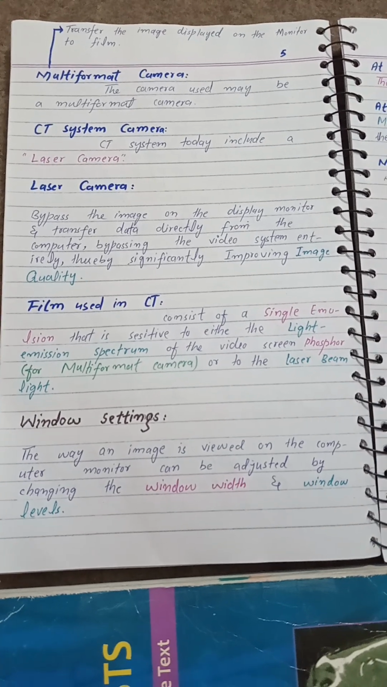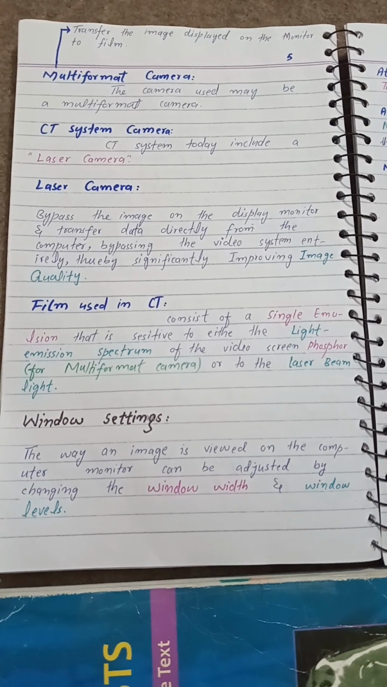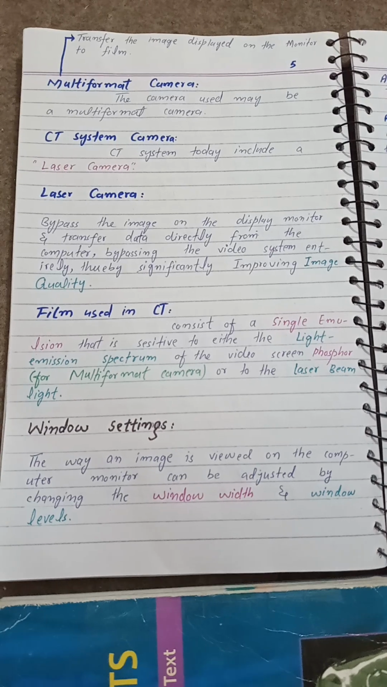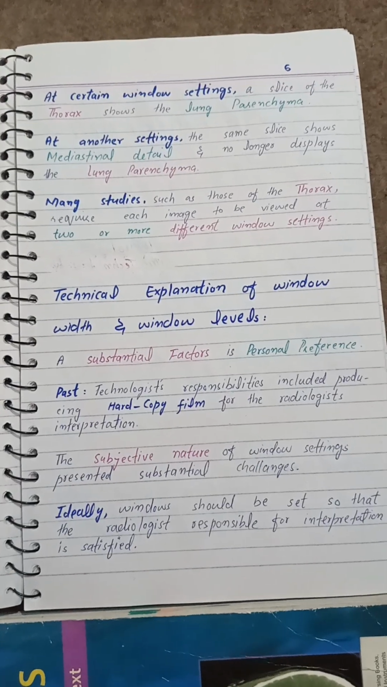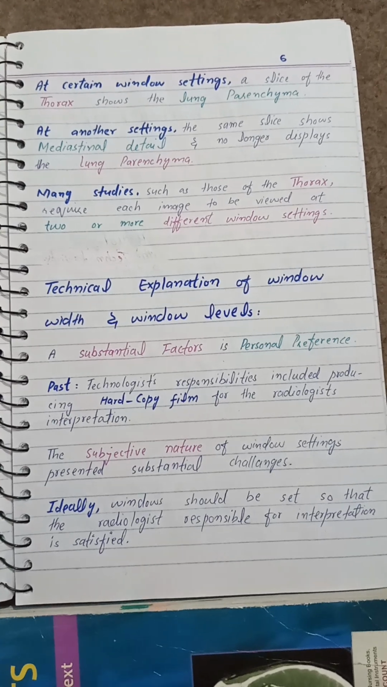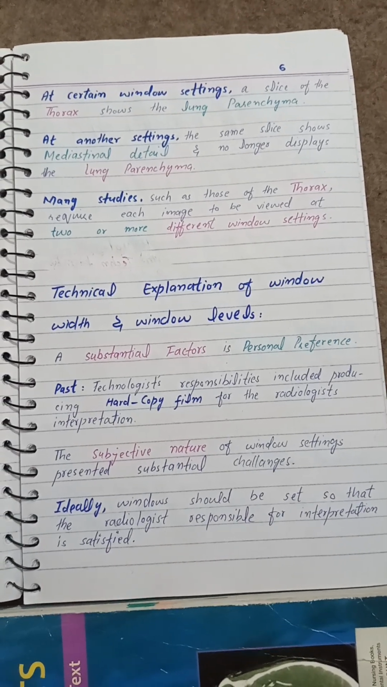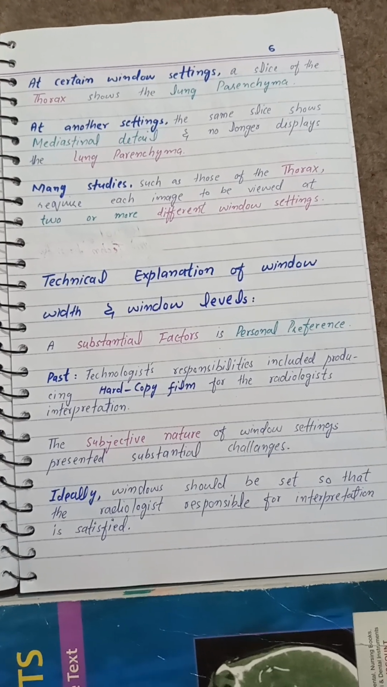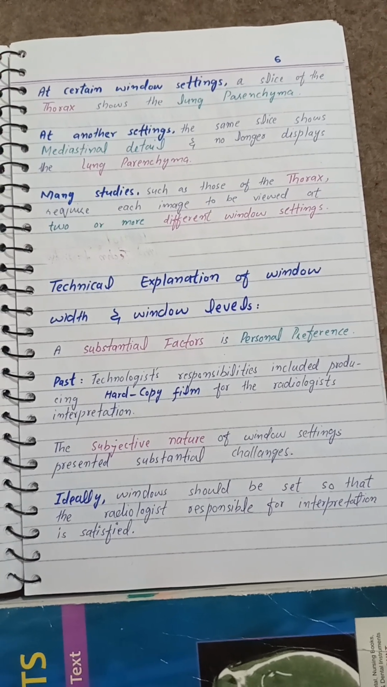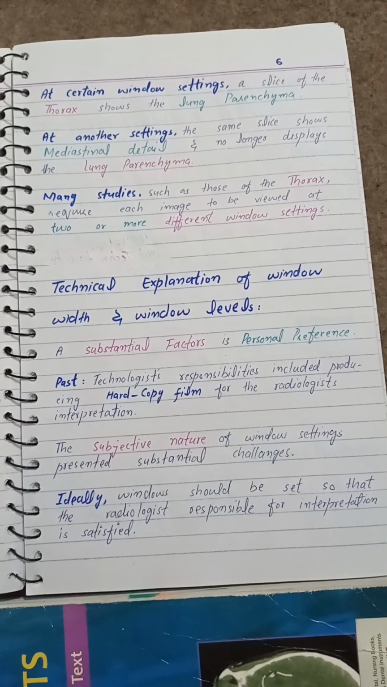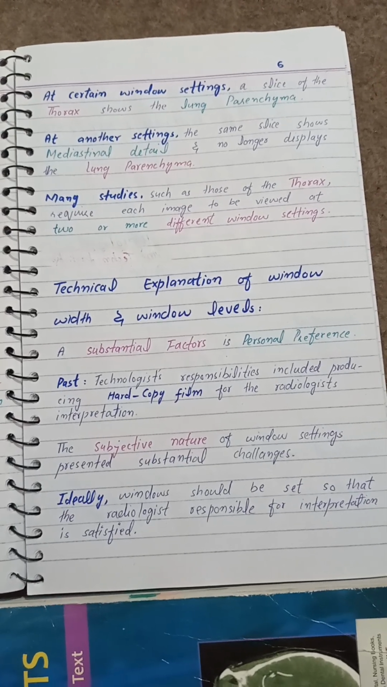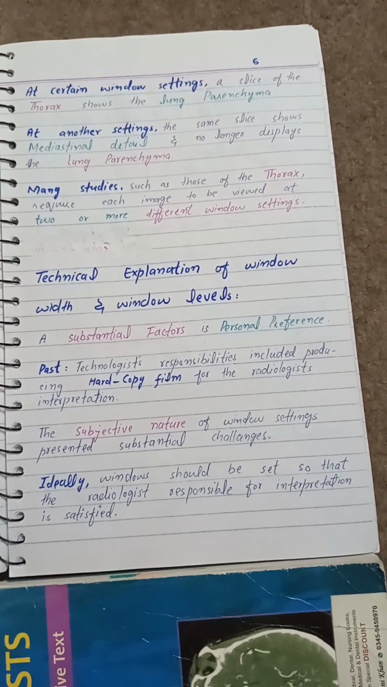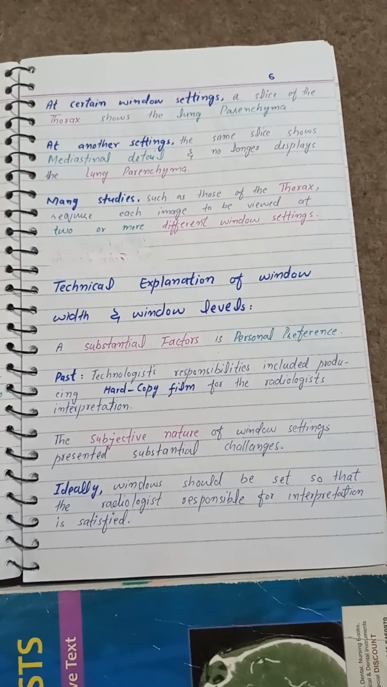Window setting. The way an image is viewed on the computer monitor can be adjusted by changing the window width and window level. At a certain window setting, a slice of the thorax shows the lung parenchyma. At another setting, the same slice shows mediastinal detail and no longer displays the lung parenchyma. Many studies such as these of the thorax require each image to be viewed at two or more different window settings. There is a technical explanation of window width and window level, but a substantial factor is personal preference.